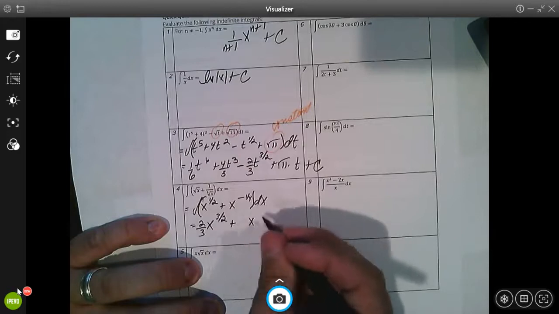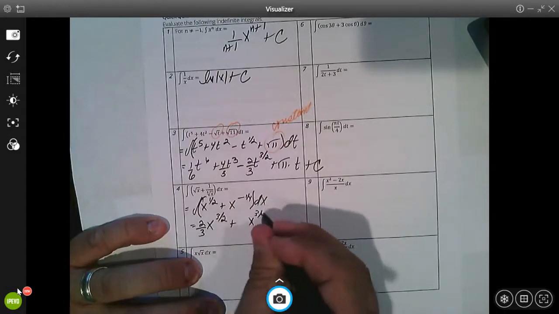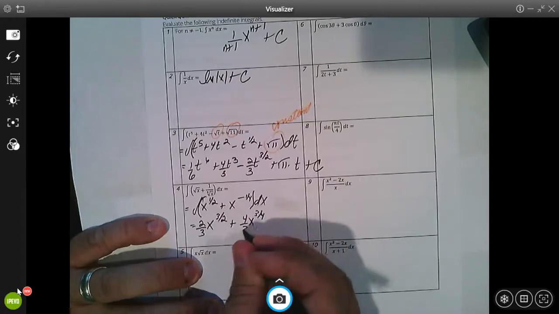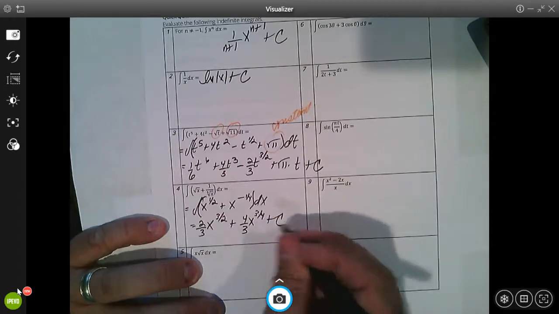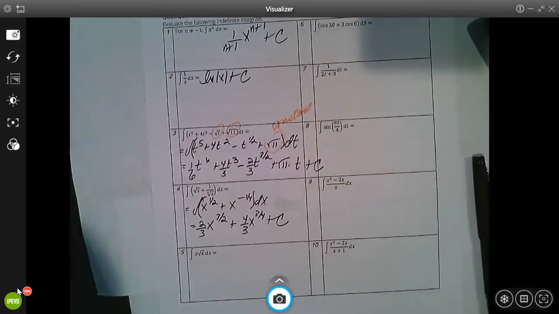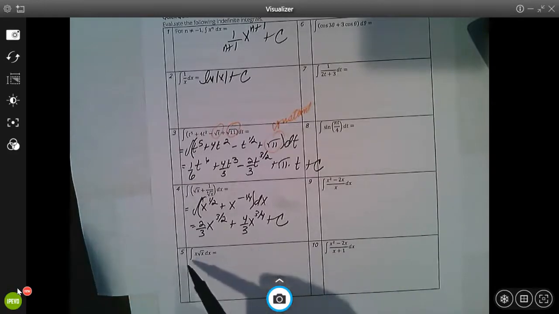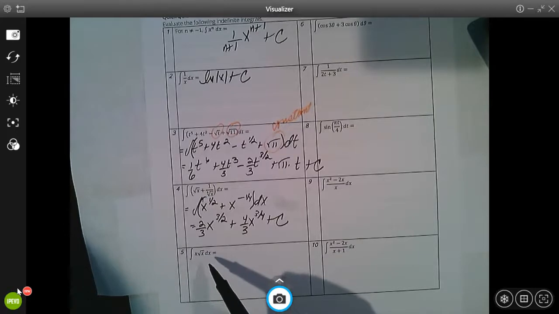Plus power rule over here, add 1 to the power, negative 1/4 plus 1 is 3/4, divide by that new power. Okay? Now we get to number 5. And number 5 can be especially tricky. We've got x times the square root of x.